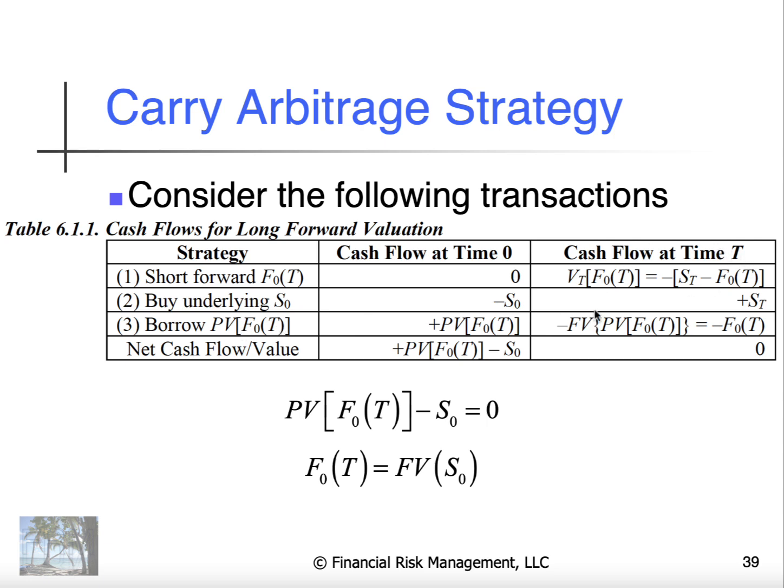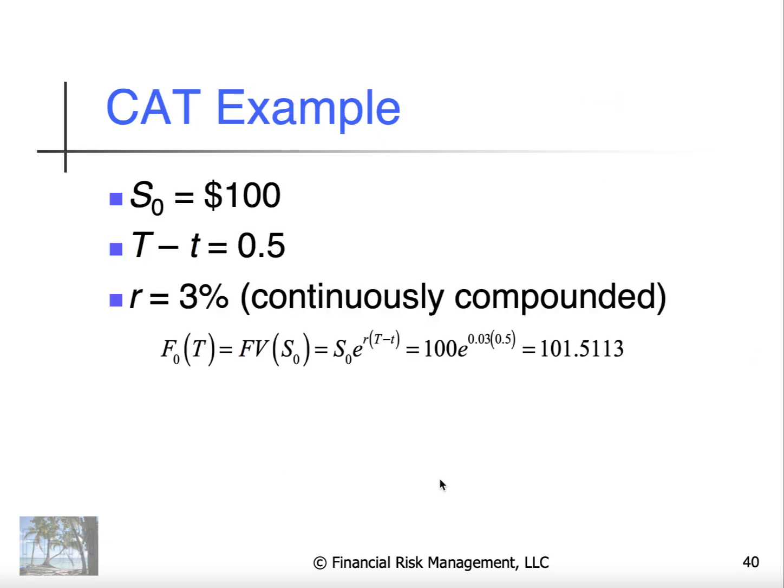What you'll notice is by design, I've created a portfolio that has zero value for sure. Therefore, its value ought to be the sum of these cash flows. And if I solve for the futures price, I get the future value of the spot price.